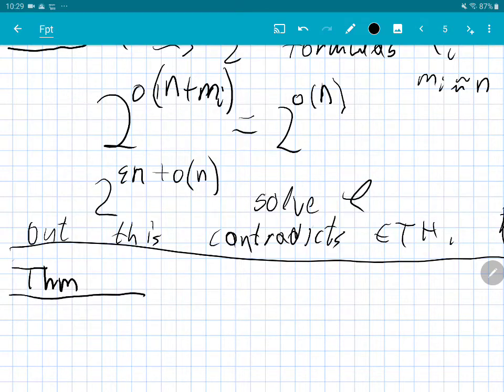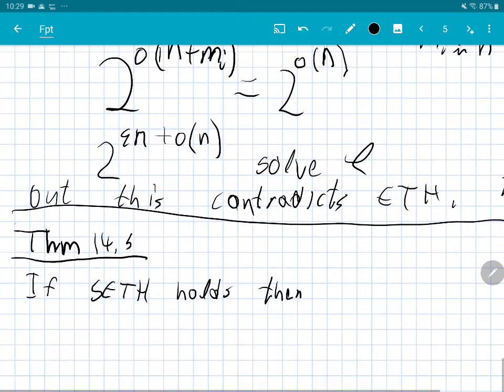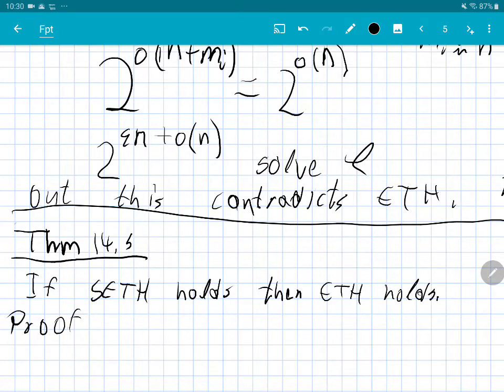Theorem 14.5. If SETH holds, then ETH holds. And this is an easy proof. You essentially take the reduction.